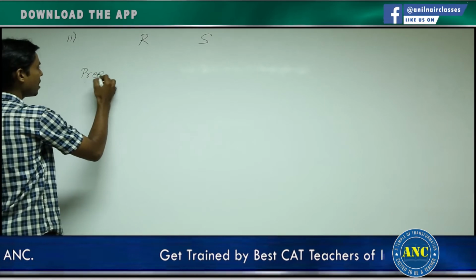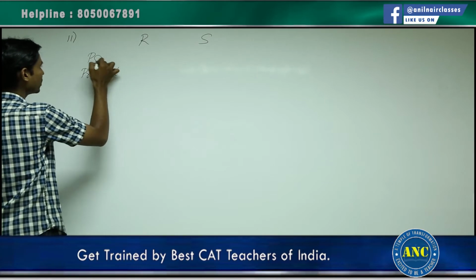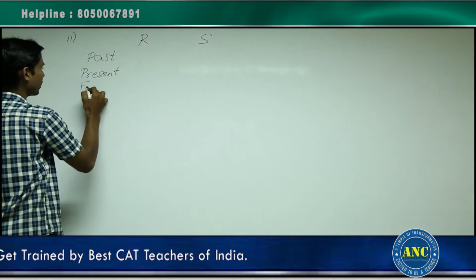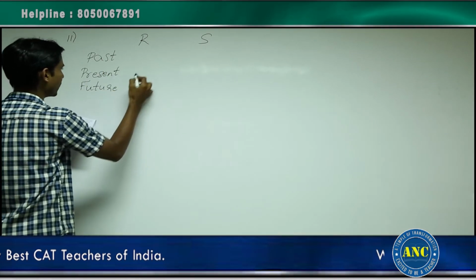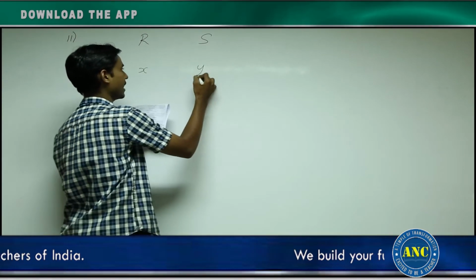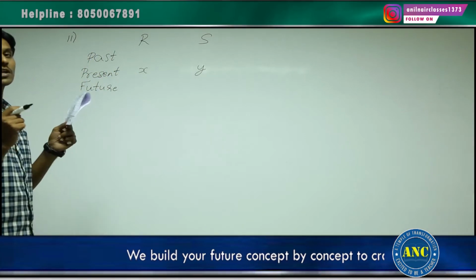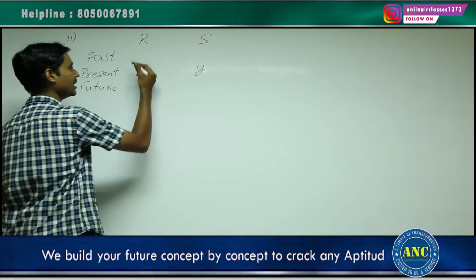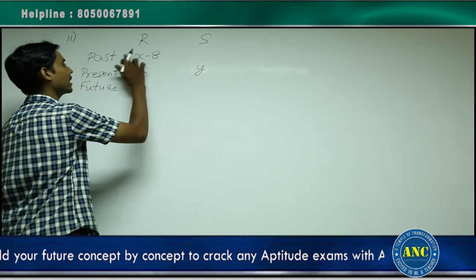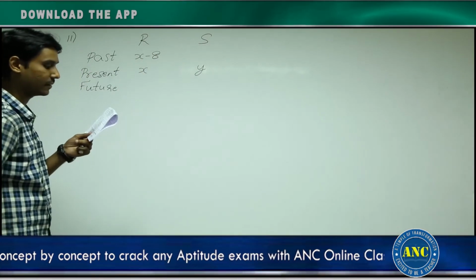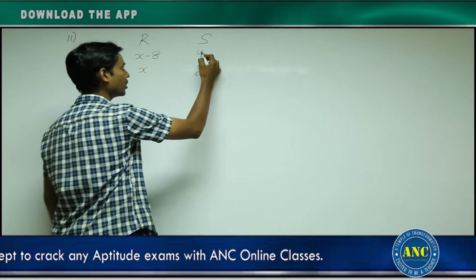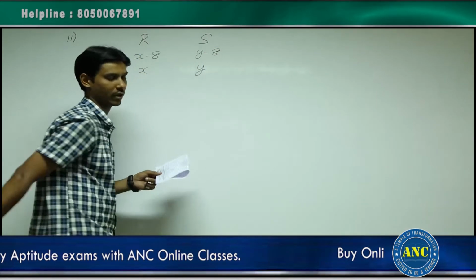Present situation, past situation and future situation. See here. If I call the present ages of Rajat and his sister as X and Y, the first statement says Rajat got married 8 years ago. Presently he is X. He got married when he was X minus 8. So at that time his sister was Y minus 8.